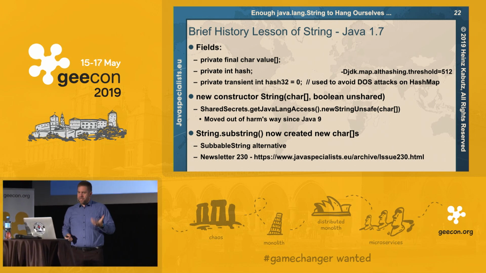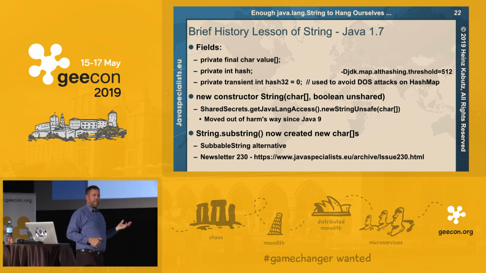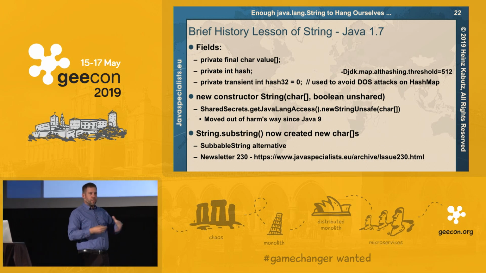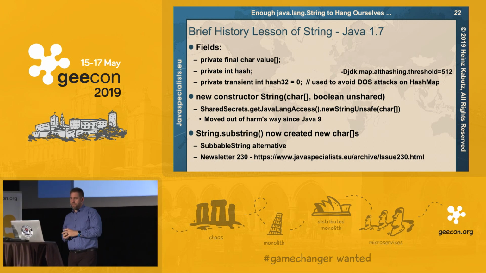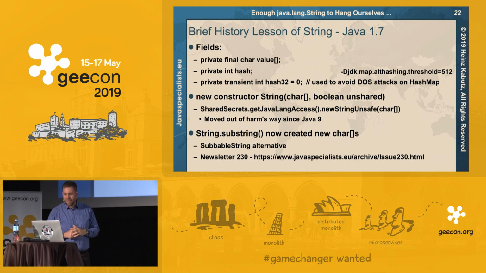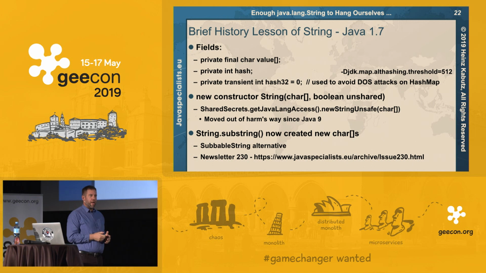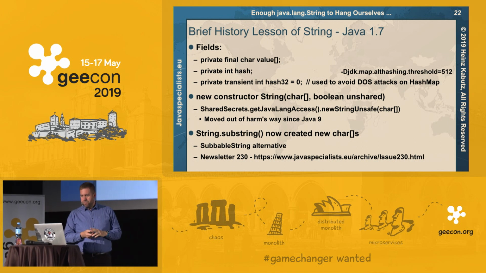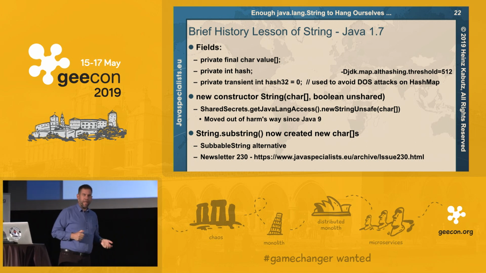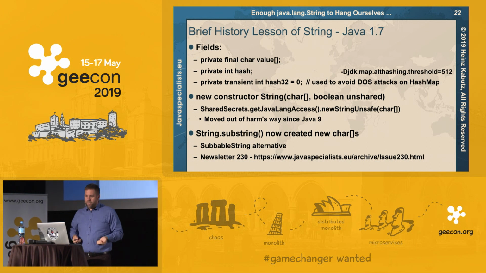And too many people made this mistake of assuming that when they make a substring, it's a new string with a smaller char array. In order to solve that problem, they changed String so that it would make a new char array to avoid this particular memory consumption. If you want to have a subbable string, I've written one. You can have a look at my newsletter 230 that shows you how to do that.